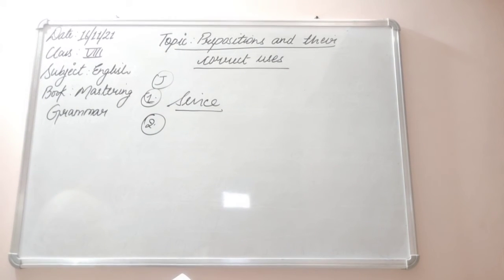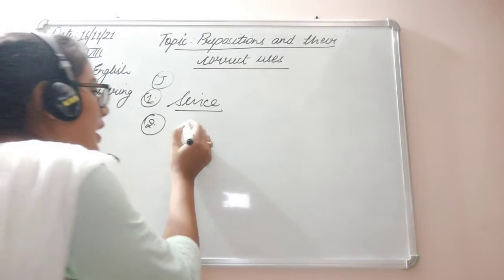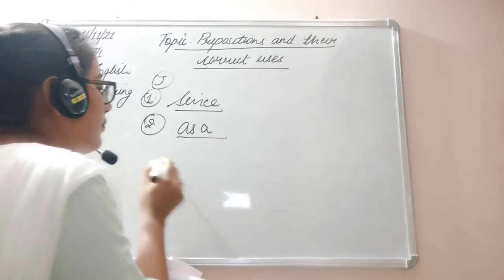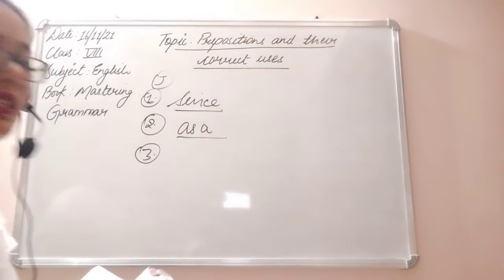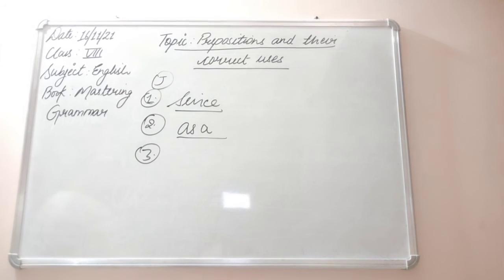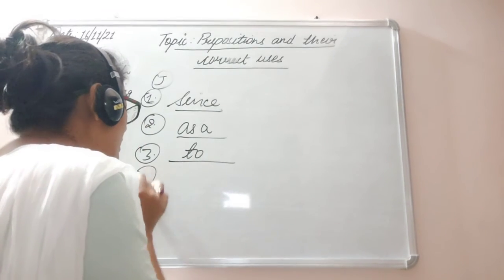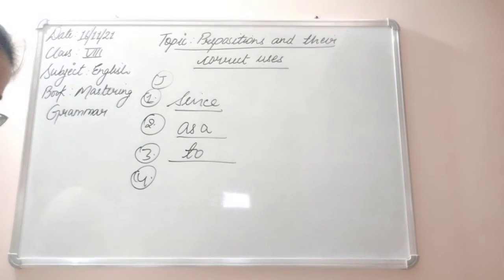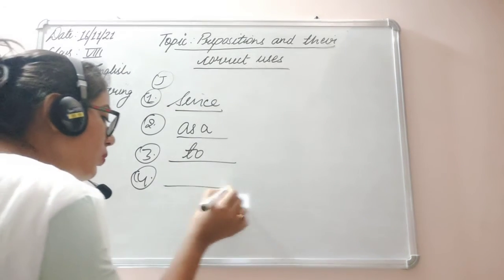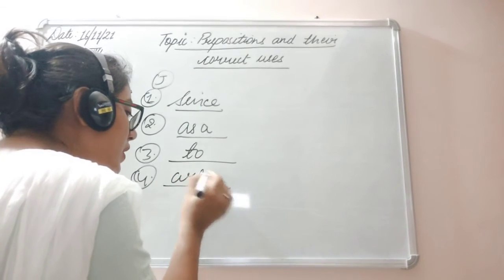Another sentence: she gave me a lovely dress, a gift. So she gave me a lovely dress as a gift. The teacher gave the report card Anita. The teacher gave the report card to Anita. Fourth one: she continued her work being tired. She continued with her work being tired.